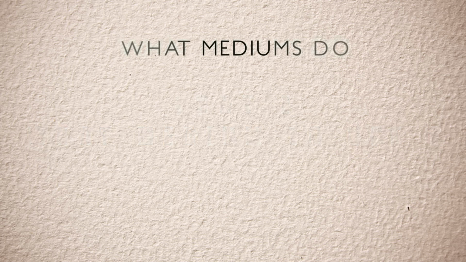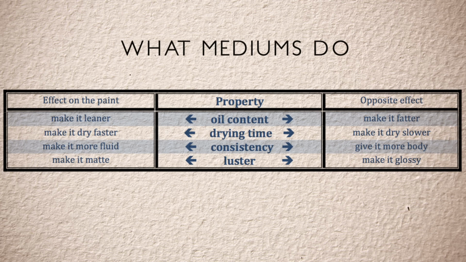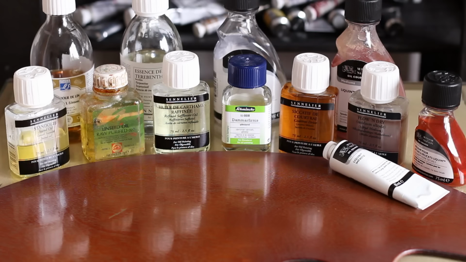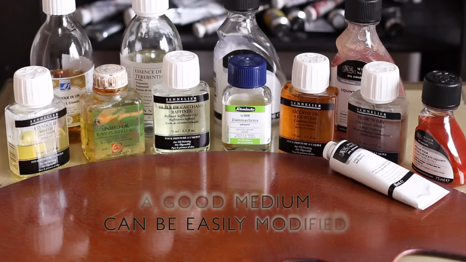So what does a medium do? A medium is added to change the properties of the paint. You can change the oil content, the drying time, the consistency, or finally you can change the luster. Your local art supply store is probably filled with all sorts of oil paint additives. Usually you can find ready-made mediums, but it's not necessarily a good idea. I don't advise the use of ready-made products because for most of them, the manufacturers don't reveal the exact ingredients and proportions. Remember, a good medium is a medium that you can modify to suit your needs.